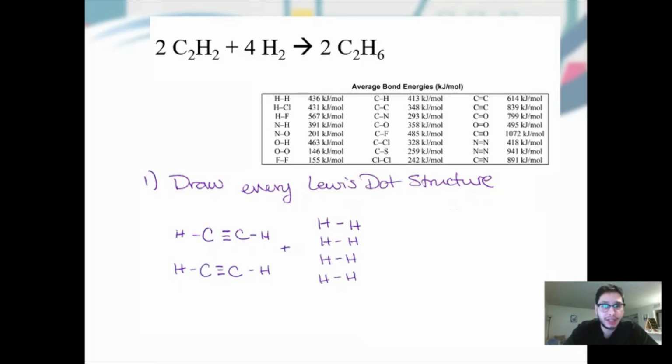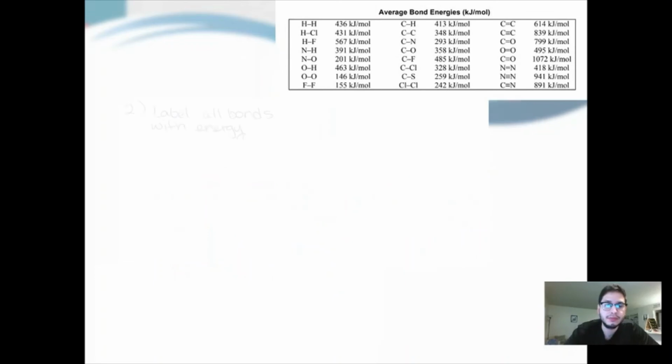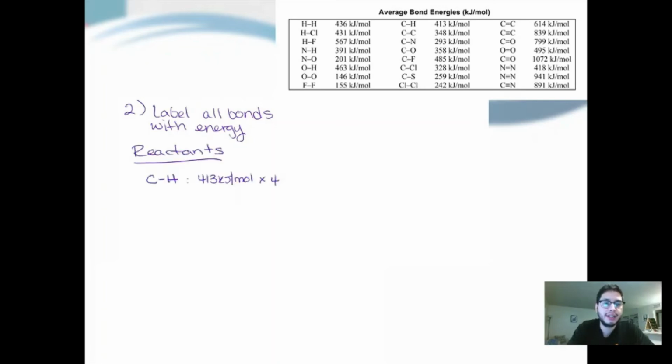My products, it's a C2H6, and I have 2 of them, so I'm going to draw these 2 molecules out. So I have already finished drawing all of the Lewis dot structures. My second step, I'm going to label all of the bond energies, and the first bond that I recognize is the CH bond, and notice that I have 4 of them. So I'm going to multiply the bond energy of CH, which is 413 kilojoules, times 4.